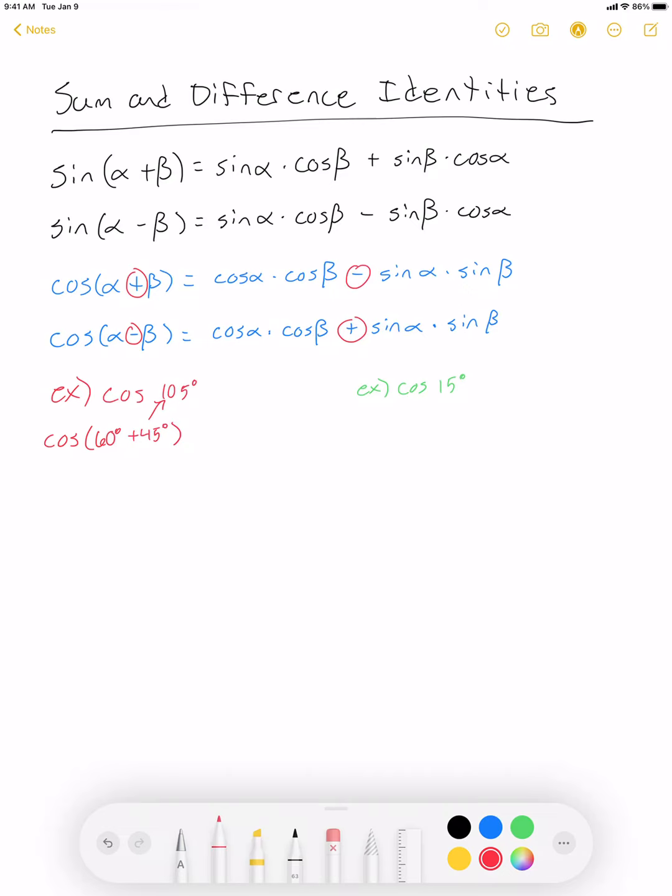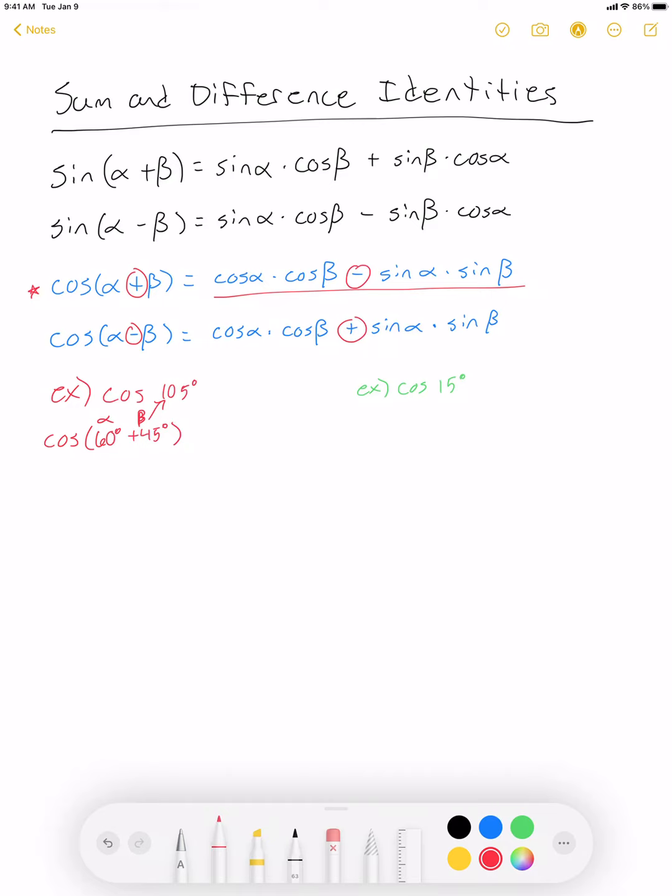Now, following this formula, because we're adding, we're going to use this first formula here in red. How we follow that formula is by taking the cosine of that first value, alpha, which is 60 degrees, times the cosine of the second value, beta, which is 45 degrees. And we're going to follow this formula.